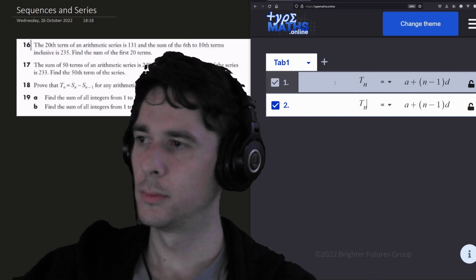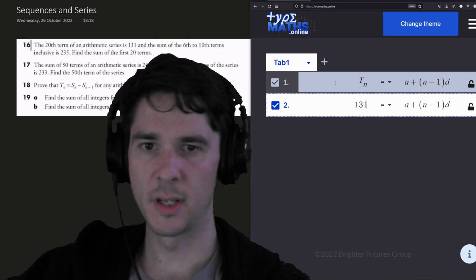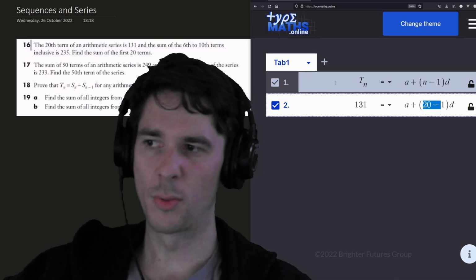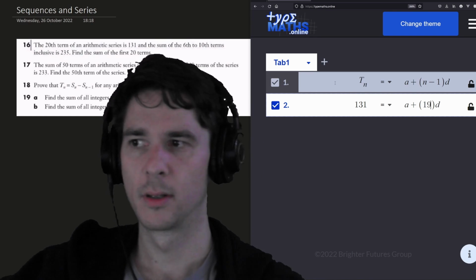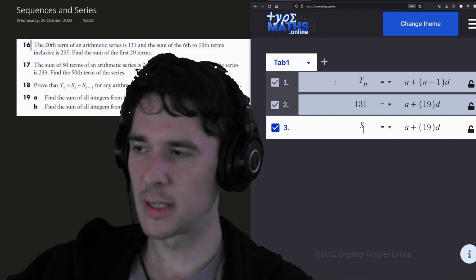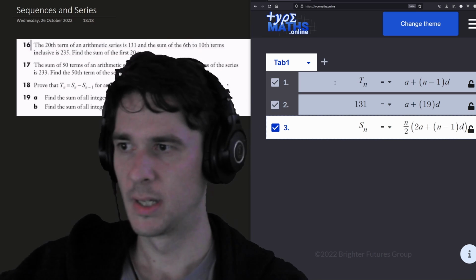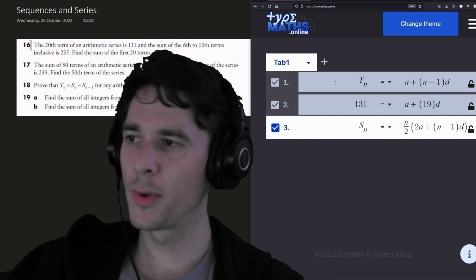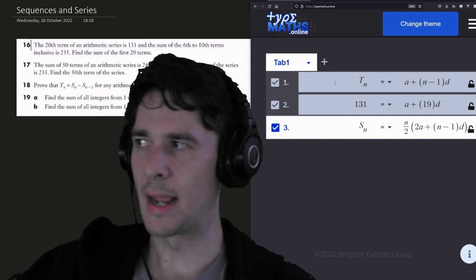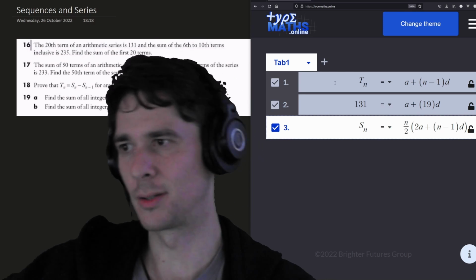Excellent. We know T20, we can put 131 here. Good. And let's just do a quick step of simplification. A plus 19 times D is 131. Cool. What's the formula for the sum of the first n terms of an arithmetic sequence? Excellent. How would we represent algebraically the sum of the 6th to 10th terms inclusive?